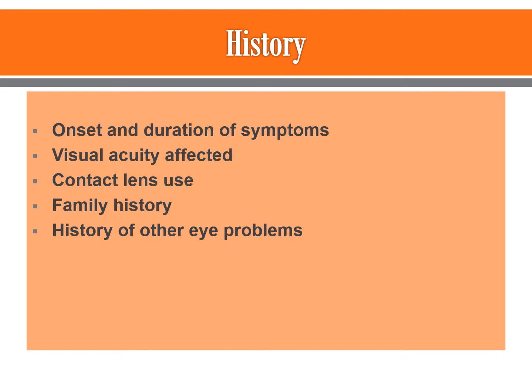When you're looking at the review of systems, you want to ask about family history. Have they had a history of any other eye problems at all that they want to tell you about? Have they had a history in the past of a chalazion? And what else have they had in relation to their eyes, or any other medical history?